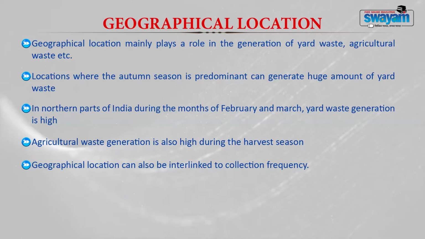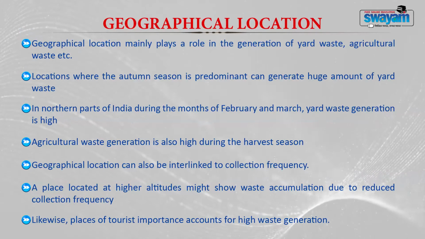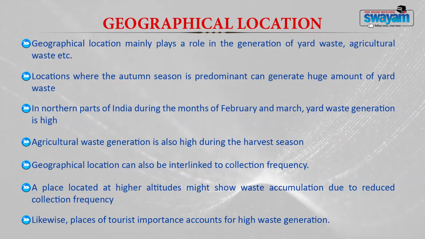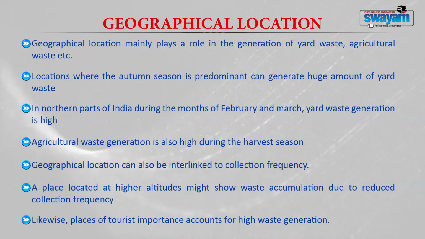So wherever the waste generation is higher, you need to have more collection frequency. Now as I told you, a place which is located at a higher altitude will have waste accumulation, but a reduced collection frequency, because to collect, you have to go around the hilly terrain and collect it and come back, so it is a little difficult and it also adds to the cost. So generally the collection frequency gets minimized. When you talk about tourist places, there again the waste generation is more only during the tourist season, not throughout the year. So these are certain examples of how geographical location influences your waste generation.